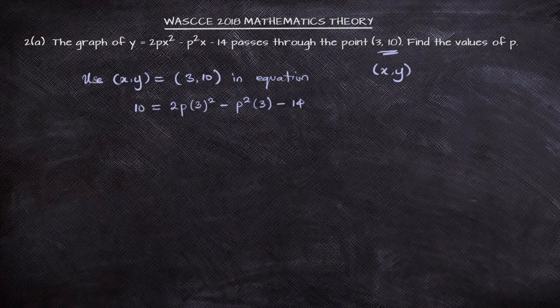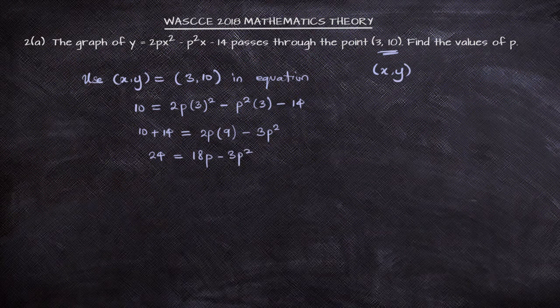If you take 14 to the left hand side, it will become plus, so we have 10 plus 14 equal to 2p, 3 square is 9, minus p square and 3. That will give 3p square. So here we can have 24 is equal to 18p minus 3p square.